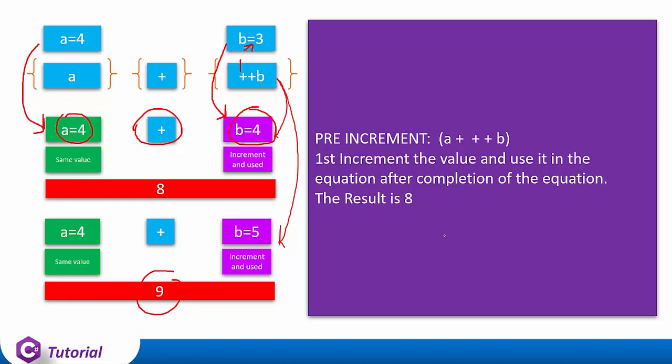So in the pre-increment, first we increment, then we assign. So first we incremented b by 1, so it is 4, and then we assign it, and then we get the result, which is 8. I hope I was able to make it easy to understand for you.